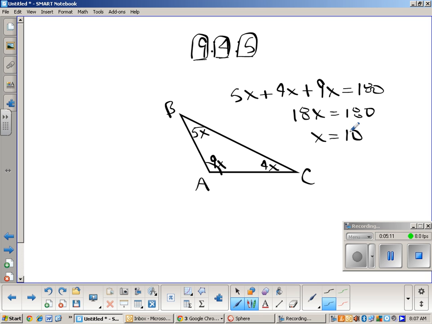So now what does the question ask? What's the measure of the smallest angle? Which was which one? The 4x, right? So the smallest angle has a measure of 4 times 10, which is 40 degrees. Okay? That was what number? 16.